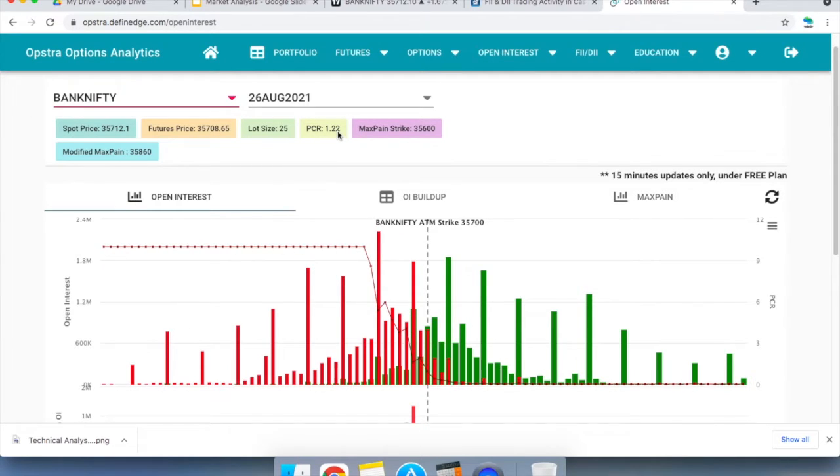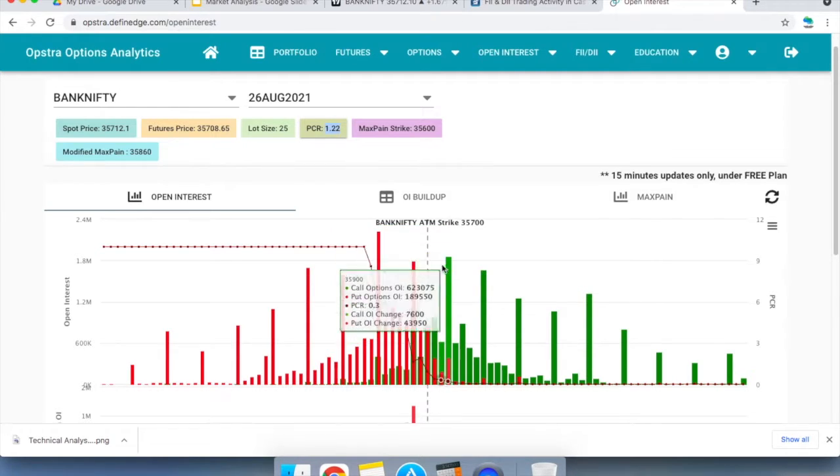Put call ratio for Bank Nifty has also jumped up to 1.22 after a long time, and you can see that this graph is also bullish. It has higher support at 35,000, then 35,500, so two good supports, and the highest resistance you can see is at 36,000.